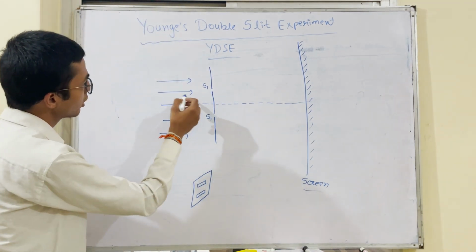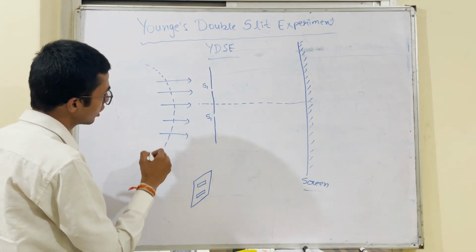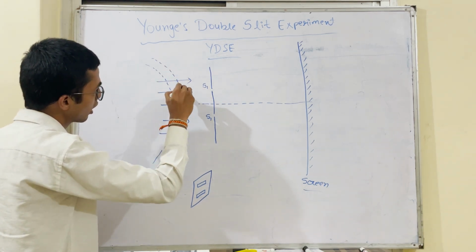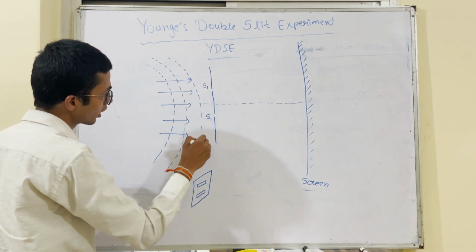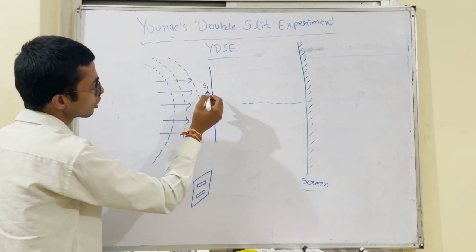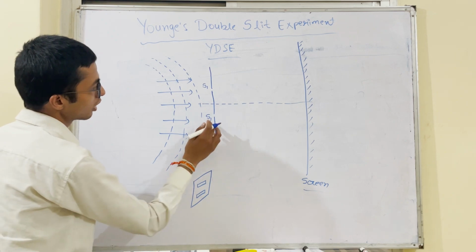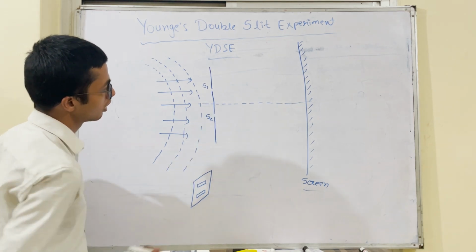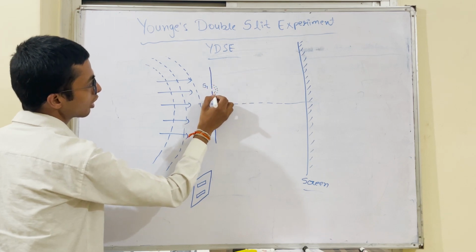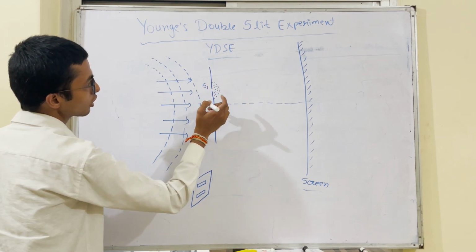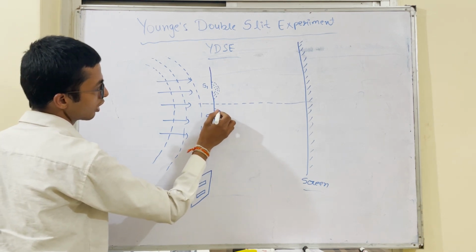So the light rays are coming like this. If you have studied wavefronts, these are the wavefronts, because they are perpendicular to the rays. So when they come to these two openings, the openings will now become a new light source for this interference. They will act as new light sources.